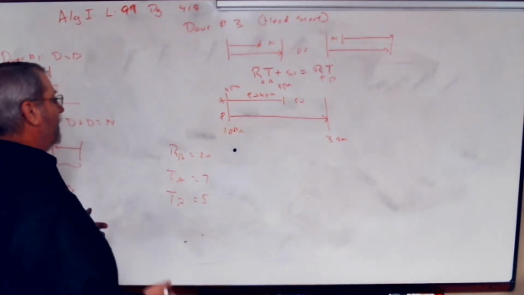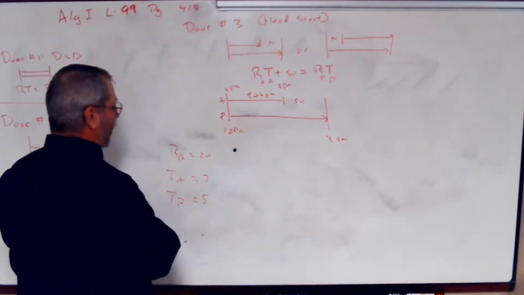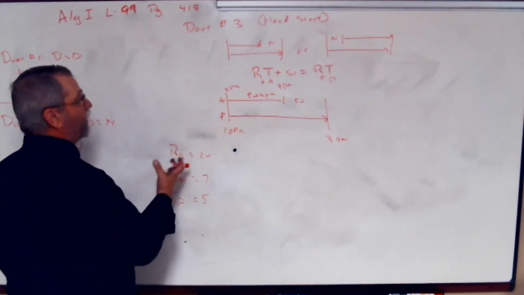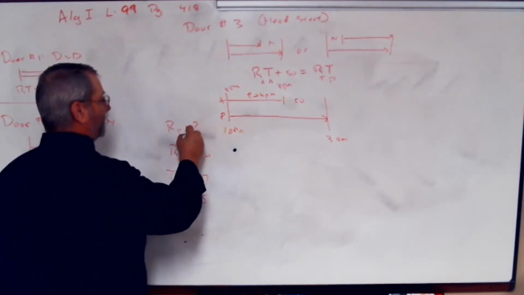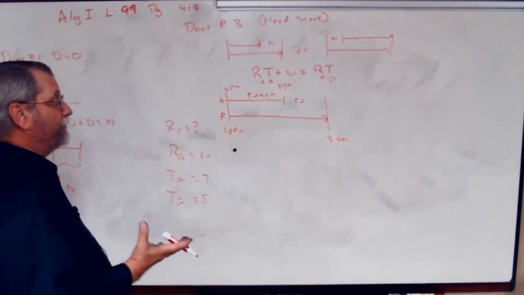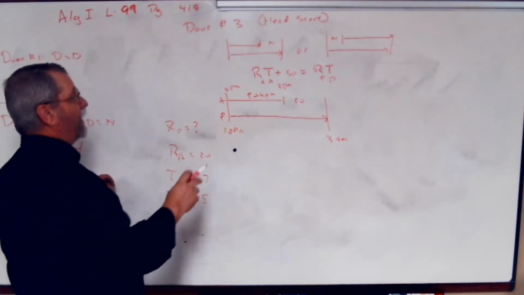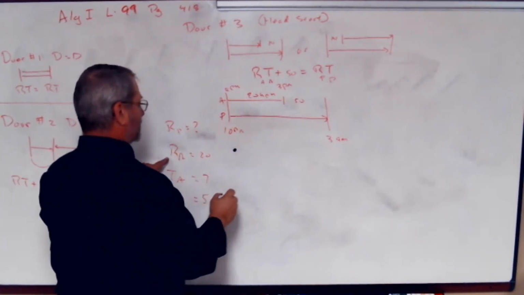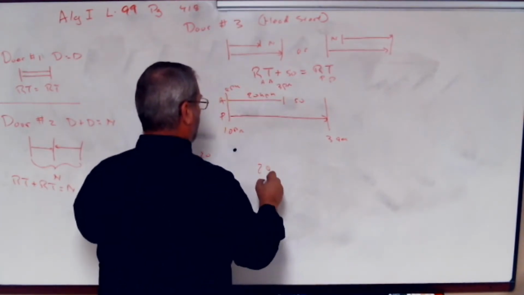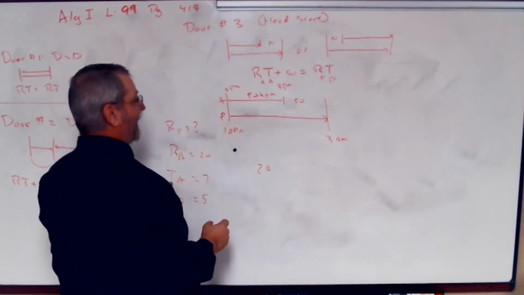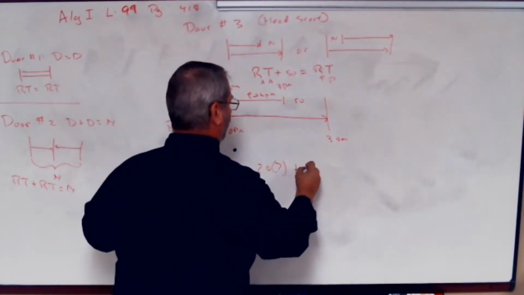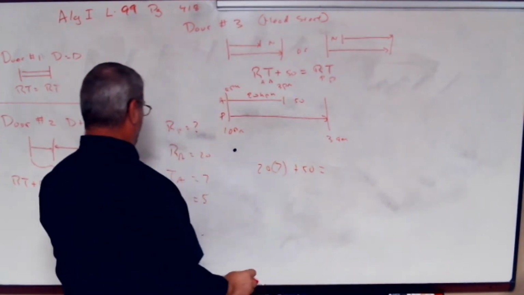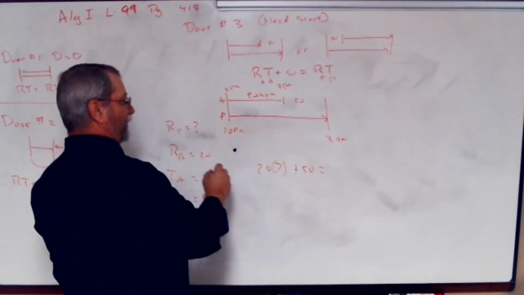Now, I don't know what RP is. That's what I'm looking for. You still with me? So let's just put numbers in here. RA is 20 right here. Okay. TA is 7 right here. Plus 50 equals RP, that's what I don't know.